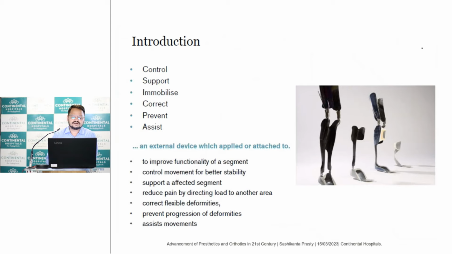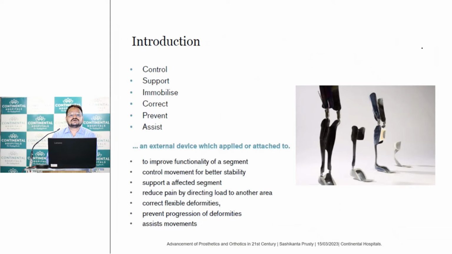So why do we provide an orthosis? We provide orthosis to control, support, immobilize, correct, prevent or assist. It is an external device applied to improve functionality of a segment, control movement for better stability, support an affected segment, reduce pain by directing load to another area, correct flexible deformities, prevent progression of deformities, and assist movement.